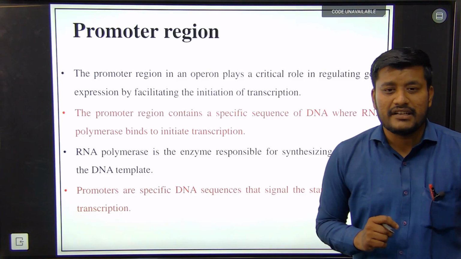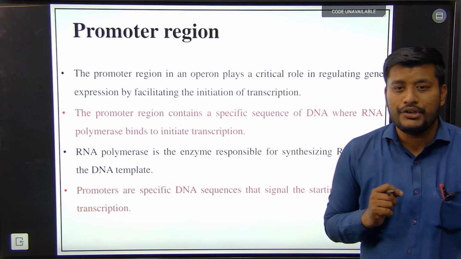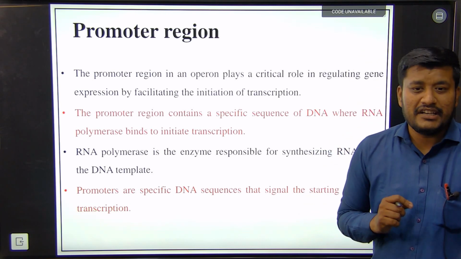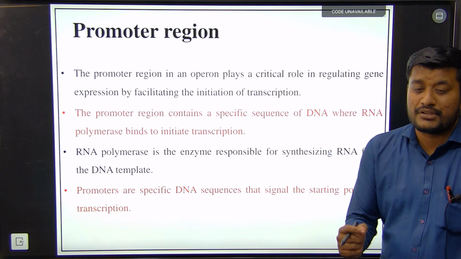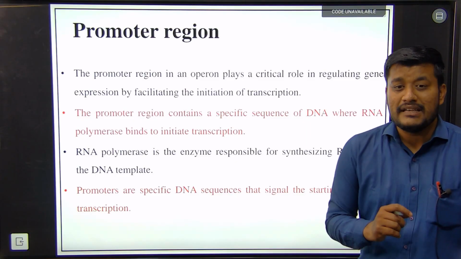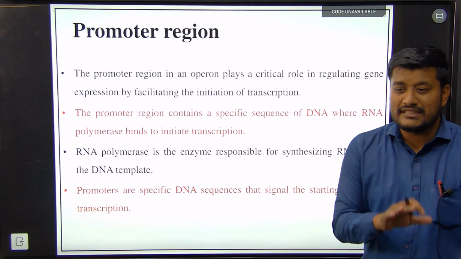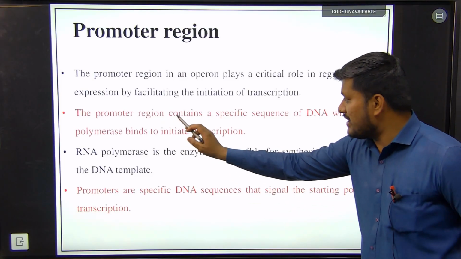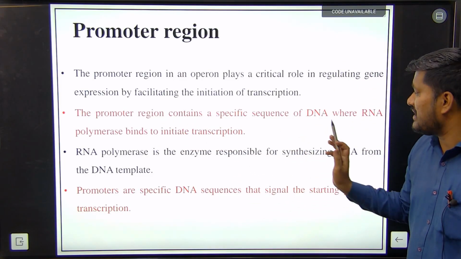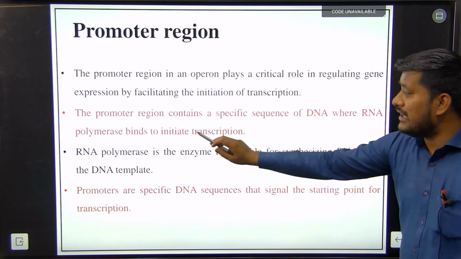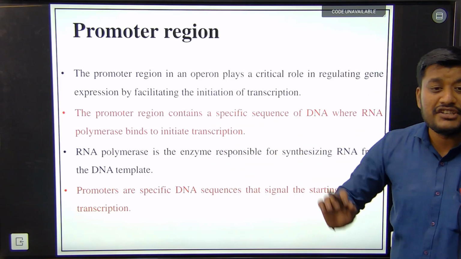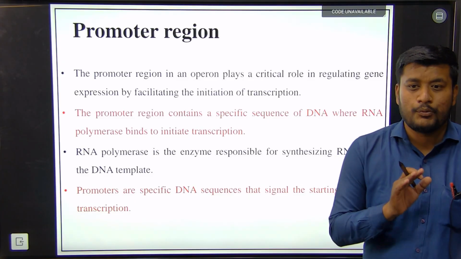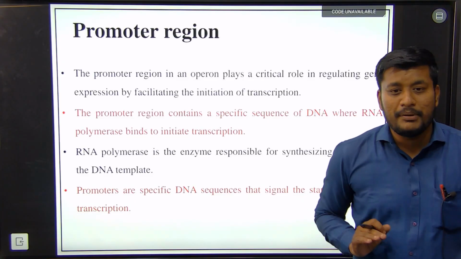So the promoter region in an operon plays an important role in regulating gene expression by facilitating the initiation of transcription. Initiation of transcription means this is the point where transcription will happen. The promoter region contains a specific sequence on the DNA where RNA polymerase will bind and initiate the transcription. Initiation means this is the point where transcription will start.